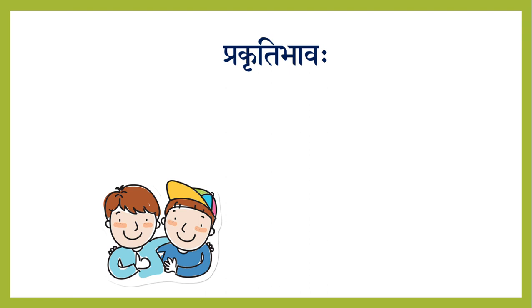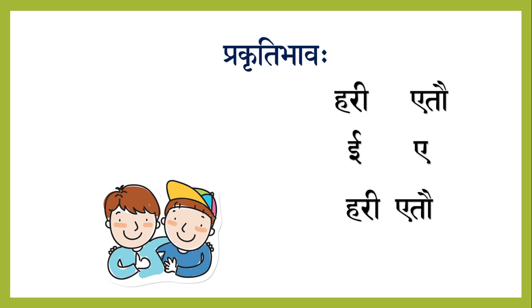Let us take an example to understand this in Sandhis. Hari etau. There is a fight between E and A, that is Purva Varnaha and Paravarnaha, but nothing happens. Purva Varnaha also remains the same. Paravarnaha also stays in its own place. This is also one type of Sandhi Vikaraha called Prakriti Bhavaha.